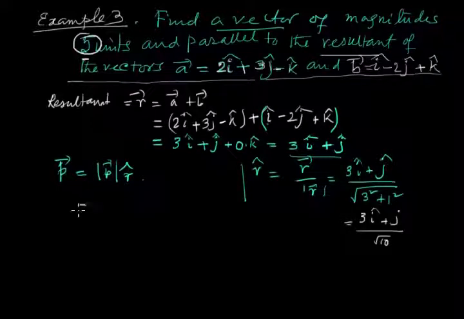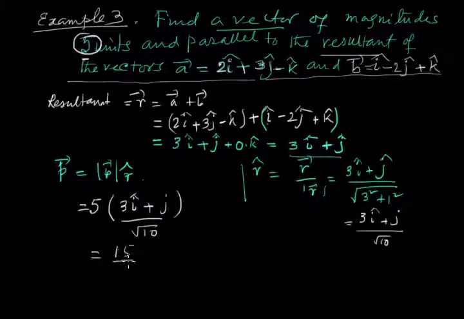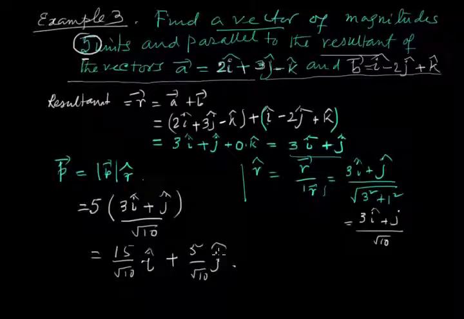So now the magnitude of P is given as 5 units. So we'll put 5 and then 3i plus j cap by root over 10. So 15 by root over 10 into i cap, now plus 5 by root over 10 into j cap. So this is our required vector.